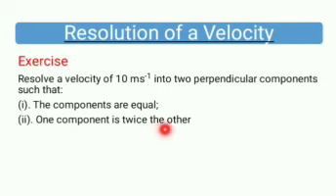Then the second one: one component is twice the other. So for one component to be twice the other, maybe you say that this OS here is 2 times OY. 2 times what? OY. Using the same, 10 cos theta is equal to 2 times 10 sin theta. Then find it. Is that okay? Find the value of theta. Then you get it. So I think that's all.